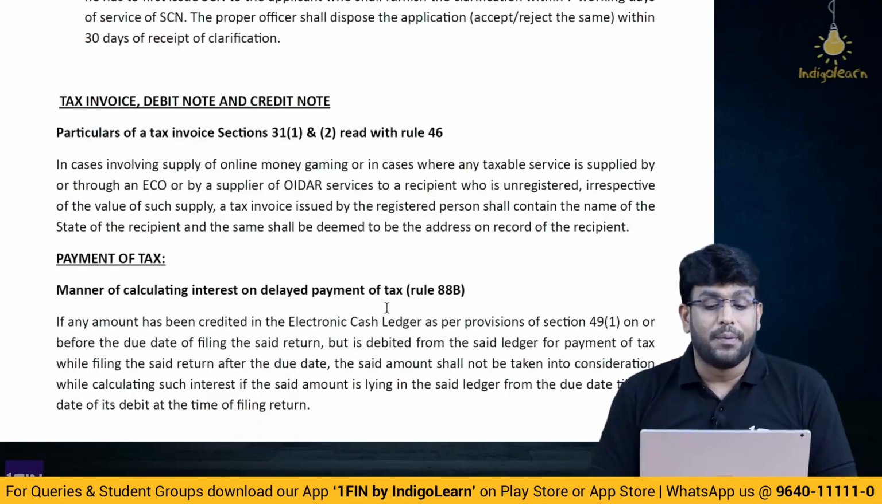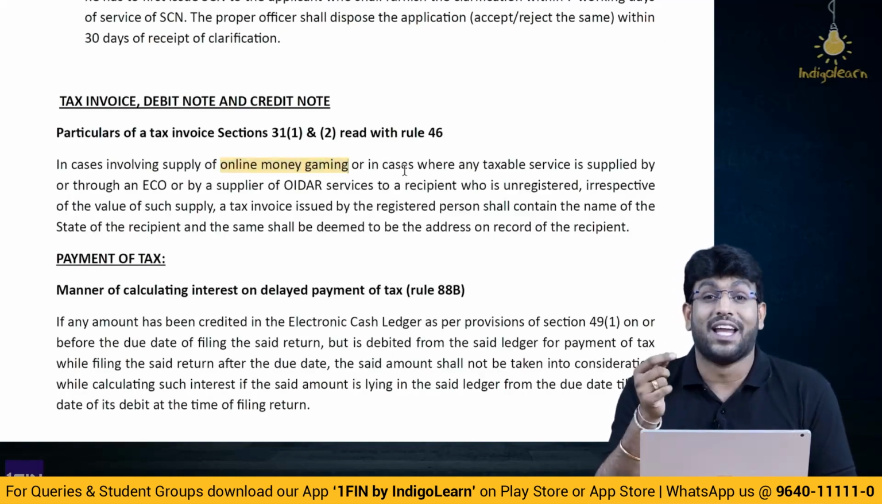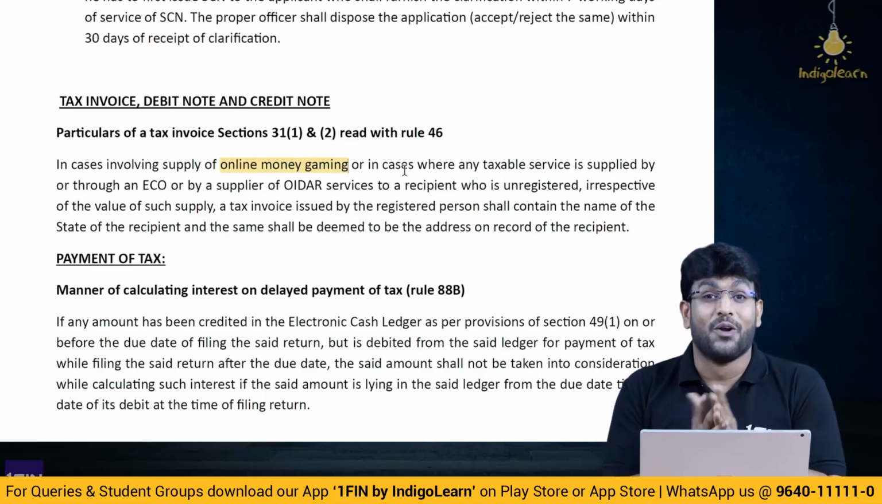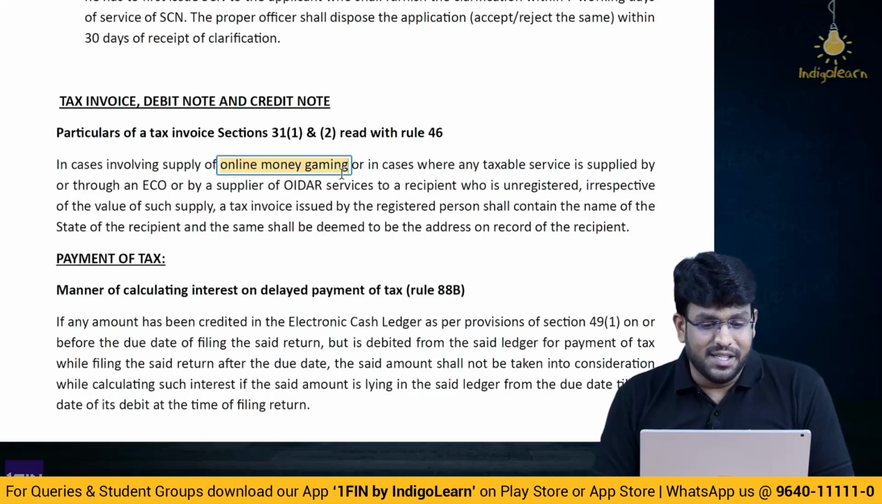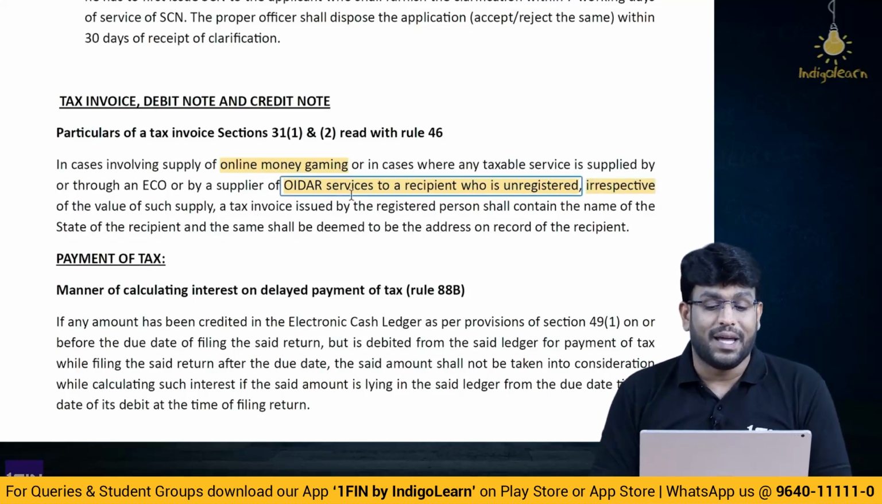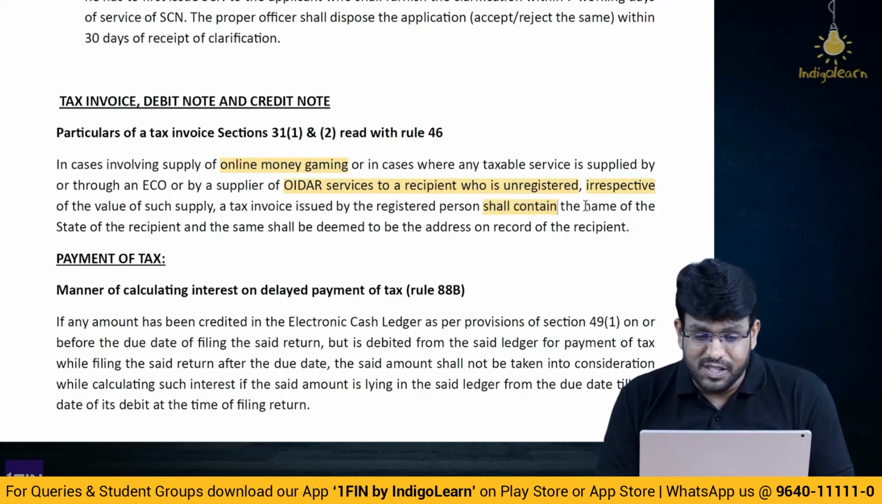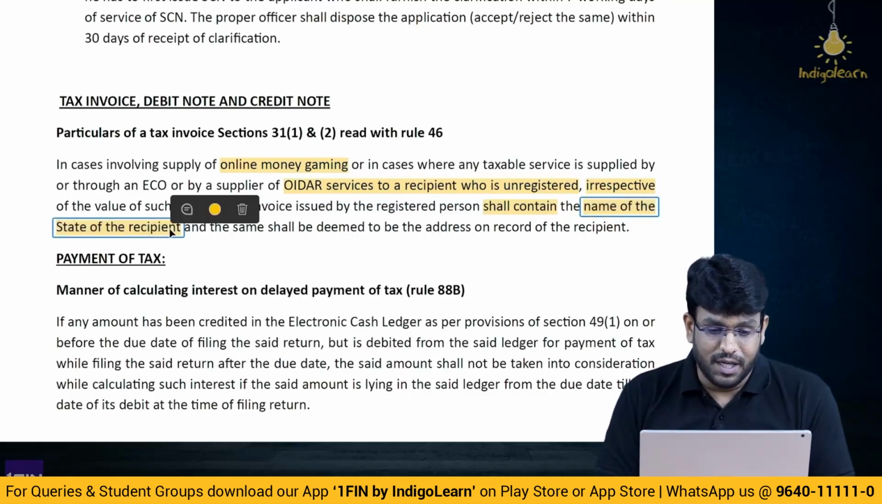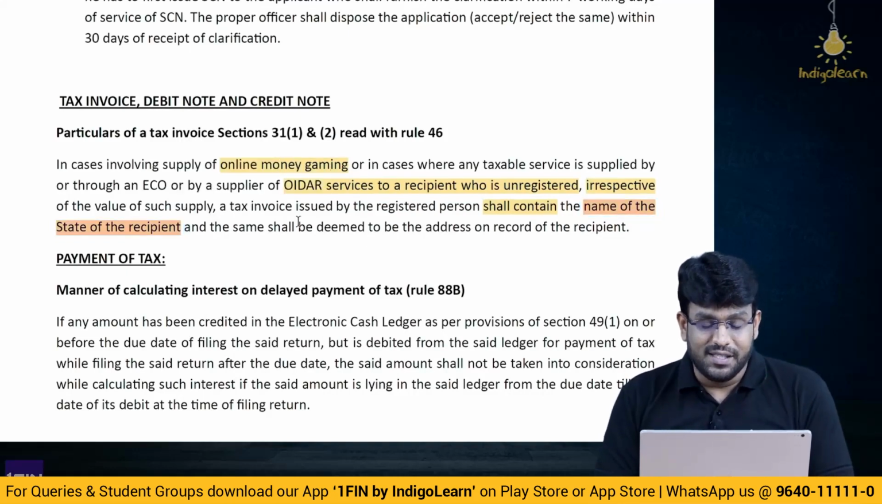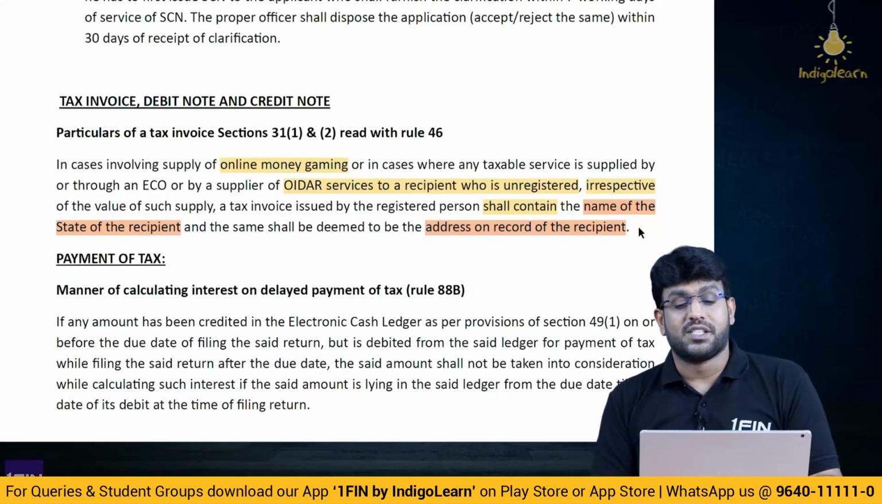Next point. Amendment in the topic of tax invoice, credit notes, debit notes. In case of supply of online money gaming, which has become very common nowadays, a lot of online games with respect to cards, cricket, whatnot, very dangerous. In cases involving supply of online money gaming, or in cases where taxable service is supplied through an ECO or supplier of service to a recipient who is unregistered, irrespective of value of supply, that word is very important, irrespective of value of supply, a tax invoice issued by the registered person shall contain, that means what? Mandatorily contain the name of the state of the recipient, and the same shall be deemed to be the address on record of the recipient. So it is very important that the tax invoice must contain the name of the state of the recipient.